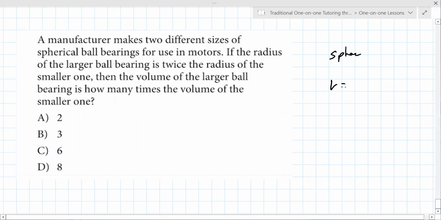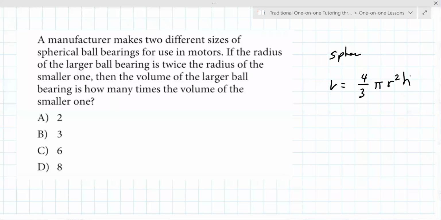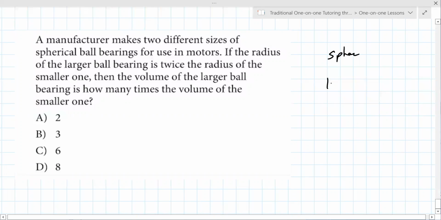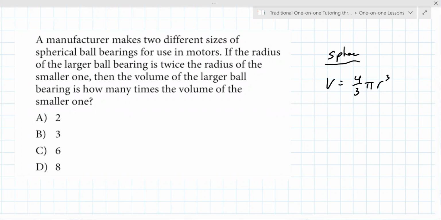Now they give you the volume formula, but they may not give it to you in this problem. It's 4/3 pi r squared h. This is for a sphere. I'm sorry, no, this is wrong. This is me being tired and not telling you the right formula. It's 4/3 pi r cubed. Yeah, okay. Thank you. All right. V equals 4 over 3 pi r cubed. Yes. All right.